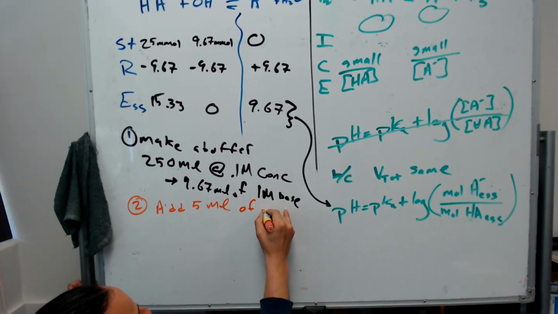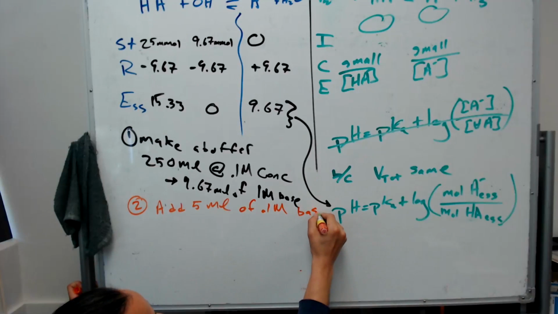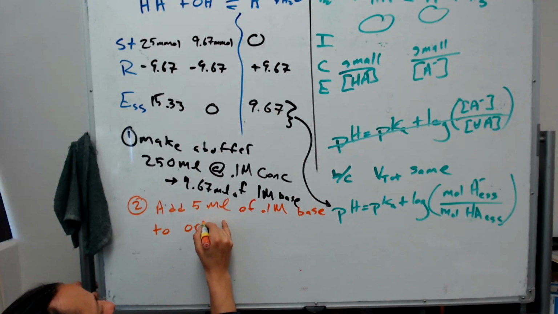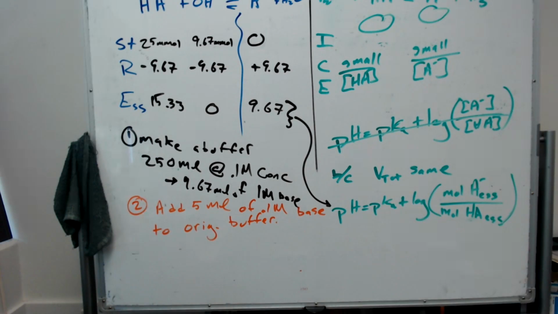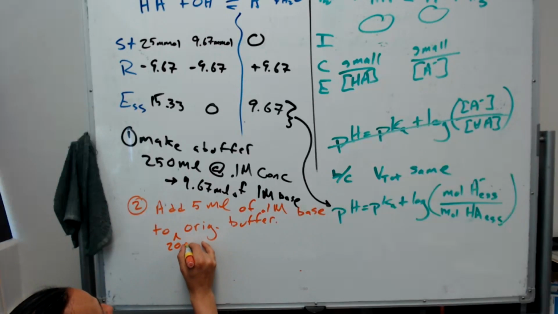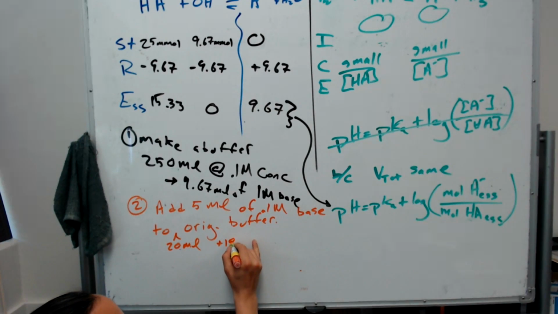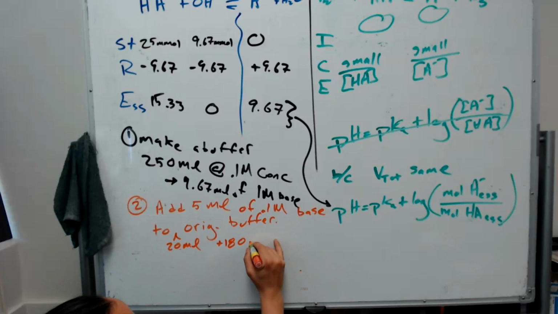Add 5 milliliters of 0.1 molar base to, now we're going to add this to the original buffer, but we're not adding it to the total original buffer. How much of the original buffer do we take? Is it 50 milliliters? 20 milliliters? 20 milliliters. We're going to take 20 milliliters of original buffer, plus how much water do we add? Does the 180 water change our moles at all? No. It just makes it so we can put the pH probe in there more easily, right? This 180 milliliters of water.